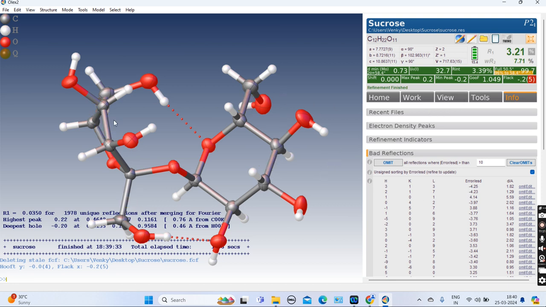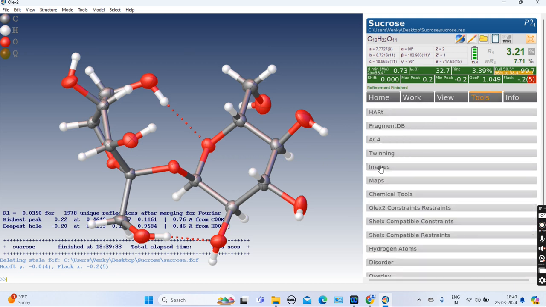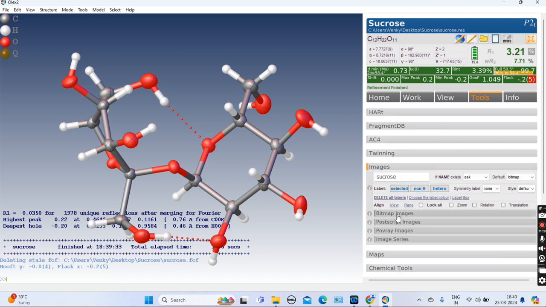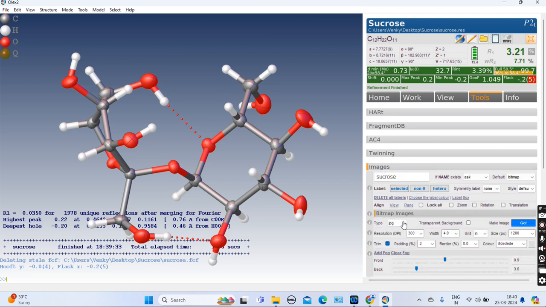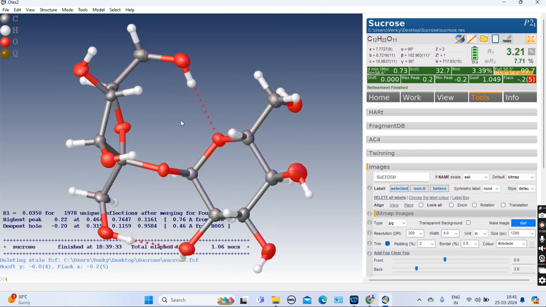Next, you can save this file. Go to tools, here go to images, here select bitmap images. Here you can select the type of image you want, JPG or bitmap or PNG format. Normally JPG is good. Click on go. Then this figure, this screenshot, is saved. You can move your cursor to whatever orientation you want, save them, and report in your thesis.